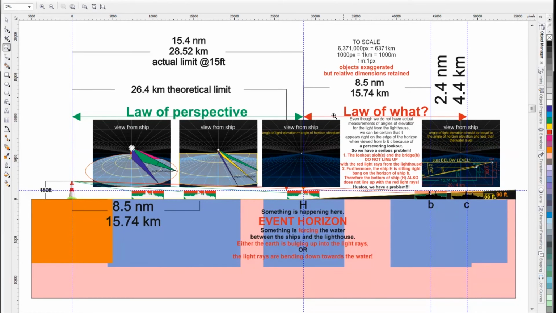What law is ruling this side? We know this side is perspective, but what is going on behind the horizon? What's going on here? This is what we have to find out.